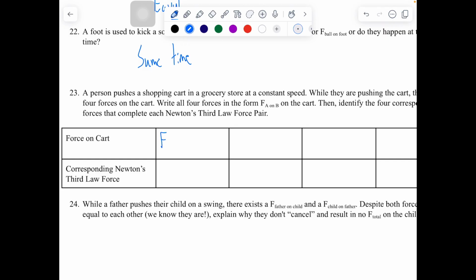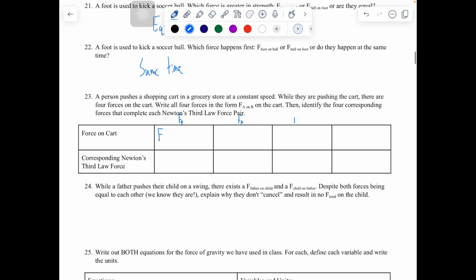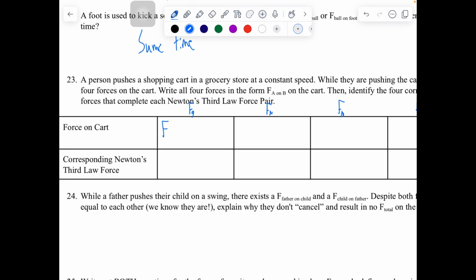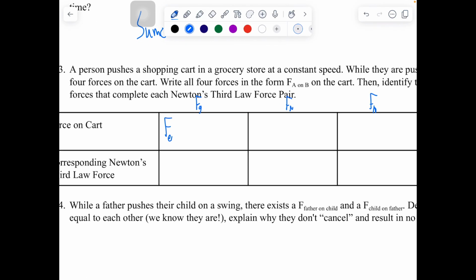This one is going to be the force of gravity. This one is going to be the normal force. This one is going to be the applied force, and this one is going to be friction. Force of gravity would be the force of the Earth on the cart. Newton's third law pair would be the force of the cart on the Earth.